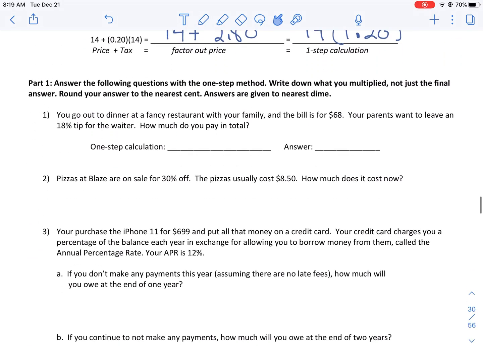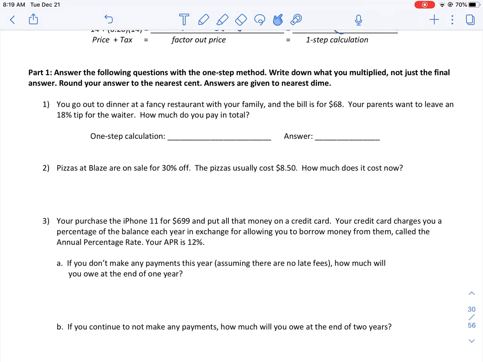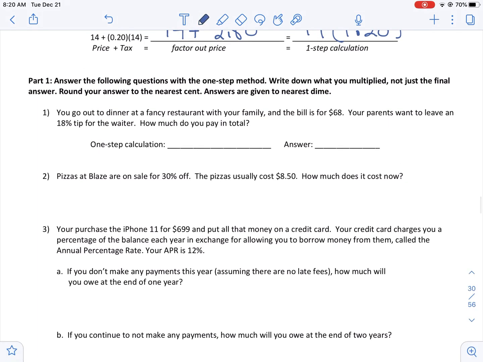So our first question here, answer the following questions with the one-step method. Write down what you multiplied, not just the final answer. Round your answer to the nearest cent, and they're given to the nearest dime. So you go out to dinner at a fancy restaurant with your family, and the bill is $68. You want to leave an 18% tip. So our one step would be $68 times 1.18.